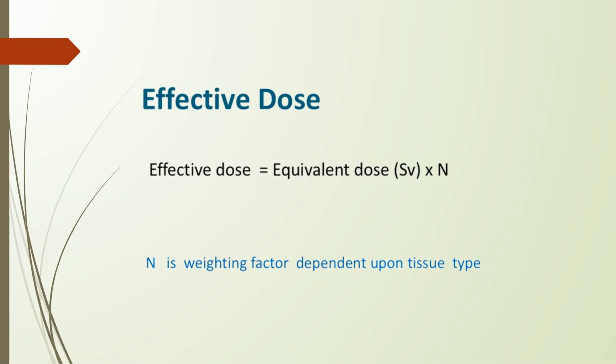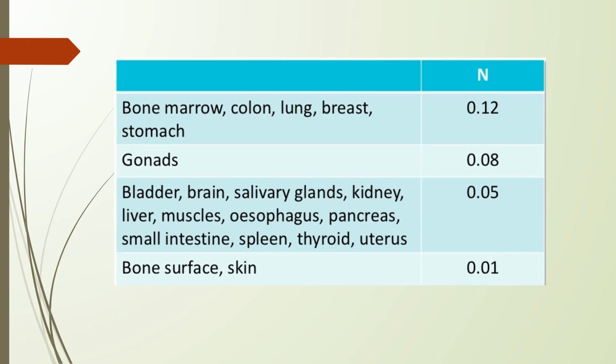This is determined by multiplying the equivalent dose by a weighting factor that depends on the specific tissue type being exposed. Here are the weighting factors for different organs and tissues, ranging from 0.01 for skin and bone surface to 0.12 for bone marrow, lungs, and other organs.